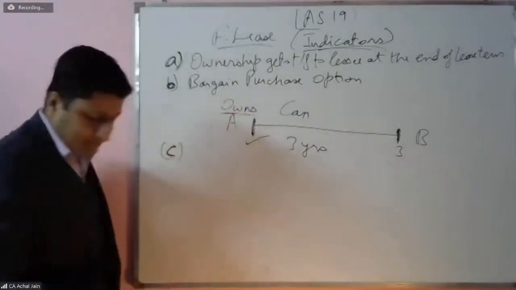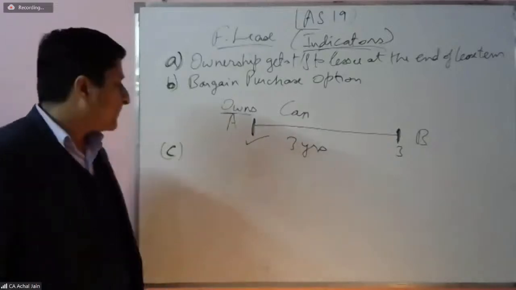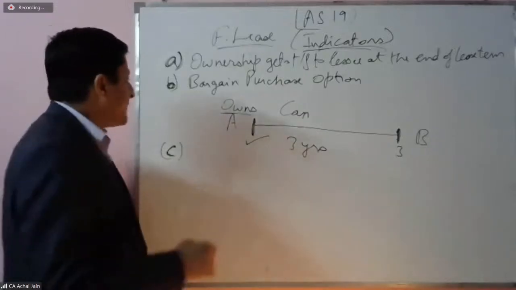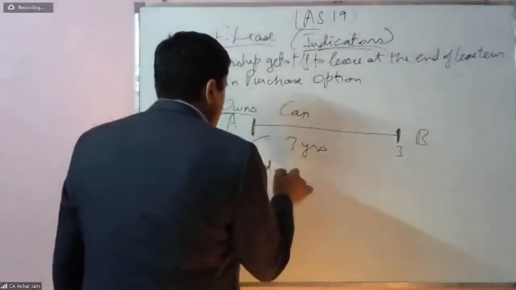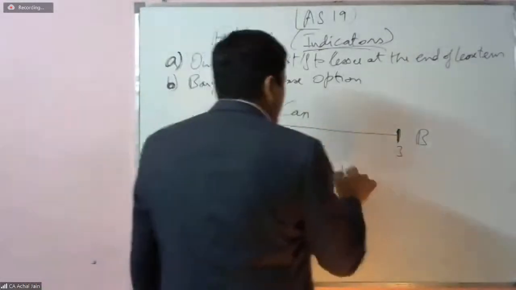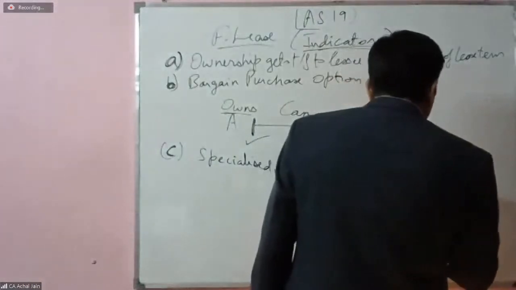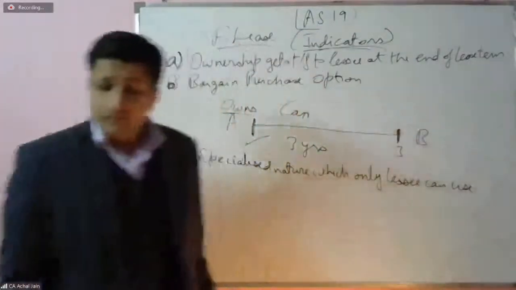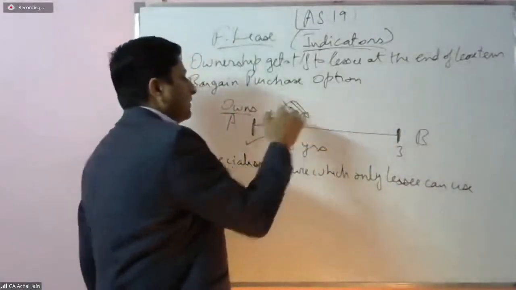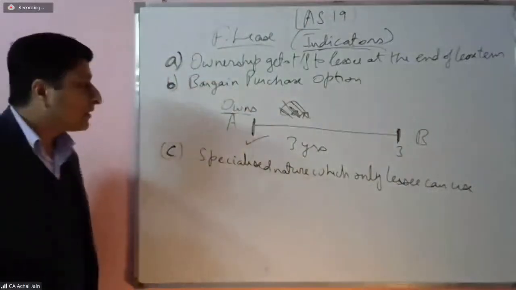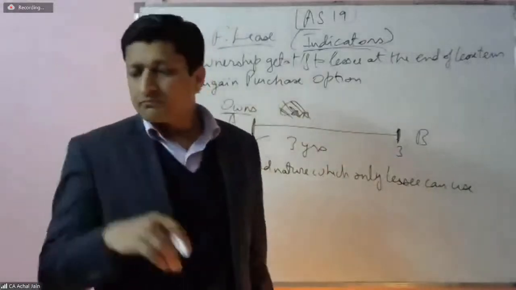Indicator number C. What does this indicator say? If the asset is of specialized nature, which only the lessee can use. Say A owns the asset, forget the car. Say A owns the asset, which is of a specialized nature, which only the lessee can use.